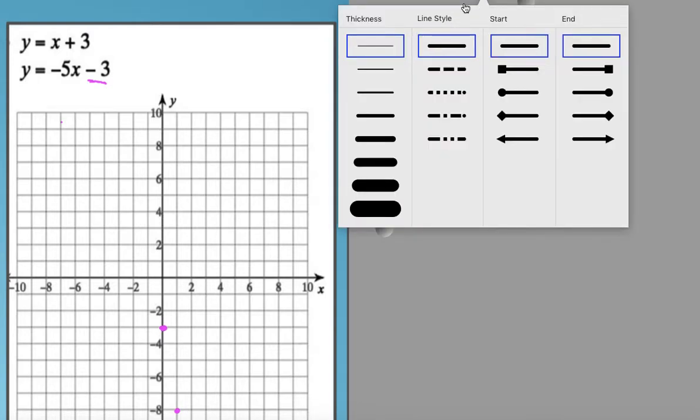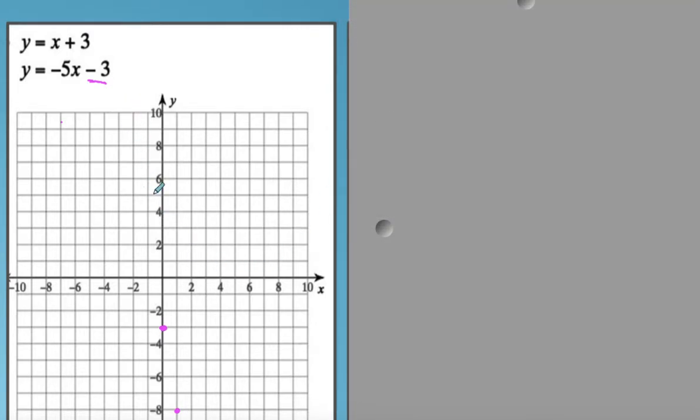Now that you've got a slope in there, and you've got 2 points, I would add 1 extra point just to make sure your line is going to turn out nice.